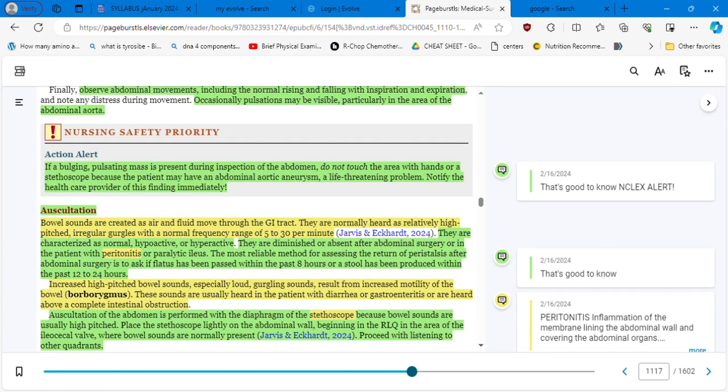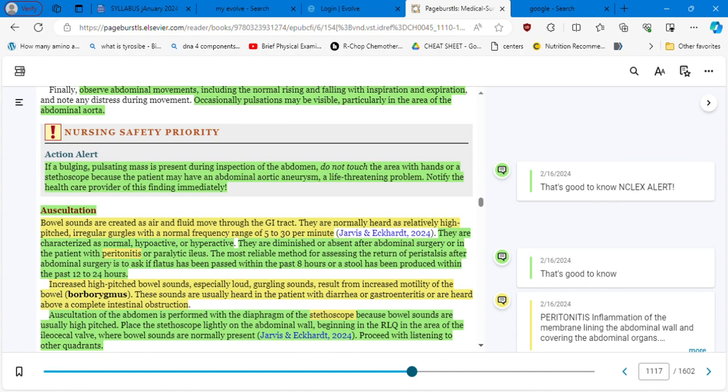Another safety priority, that's good to know, NCLEX alert. If a bulging pulsating mass is present during inspection of the abdomen, do not touch the area with hands or the stethoscope, because the patient may have an abdominal aortic aneurysm, a life-threatening problem. Notify the healthcare provider of this finding immediately.